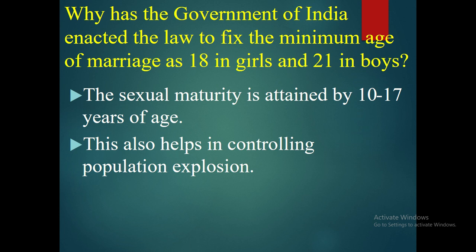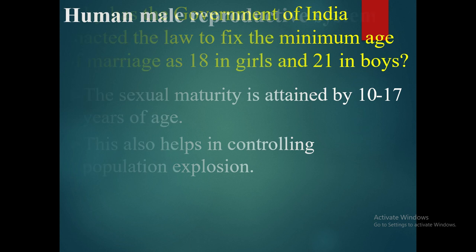Why has the Government of India enacted the law to fix the minimum age of marriage as 18 in girls and 21 in boys? Because the sexual maturity is attained by the 10 to 17 years of age, and this also helps in controlling the population explosion.